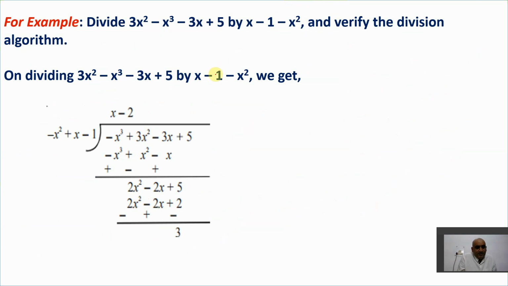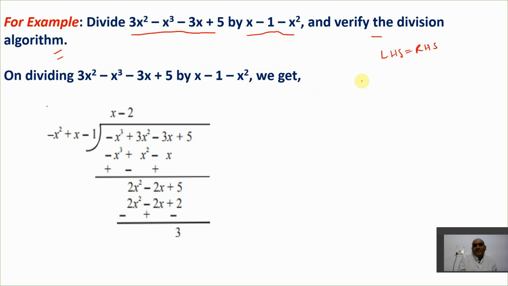The example here is: you need to divide 3x square minus x cube minus 3x plus 5 by x minus 1 minus x square. Your first step is to verify the division algorithm. Again, the process of verification is coming. Whenever we need to verify, we need to make LHS equal to RHS.